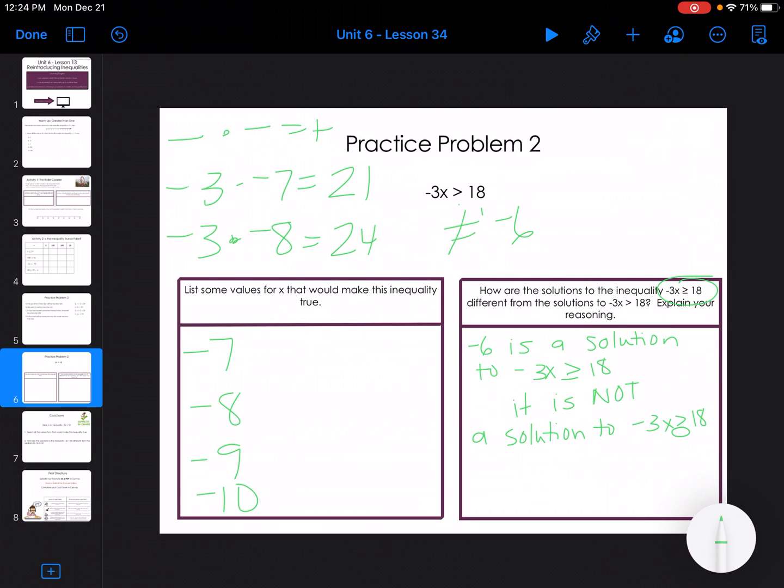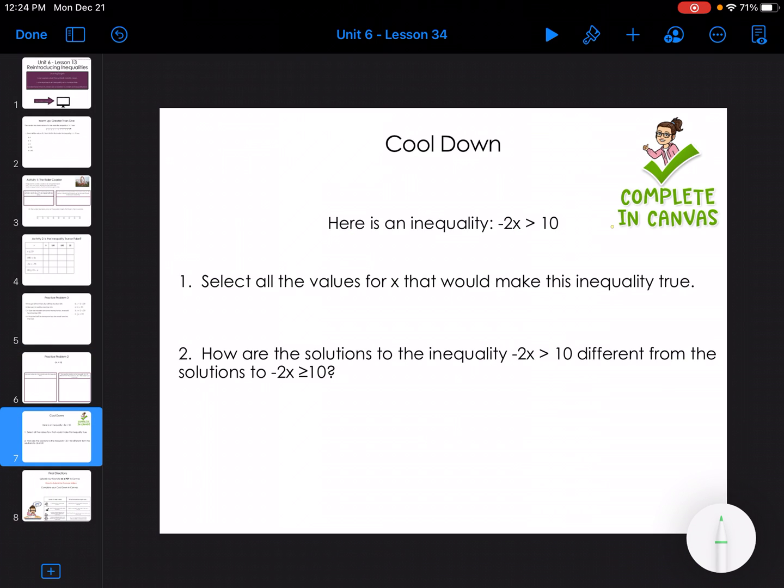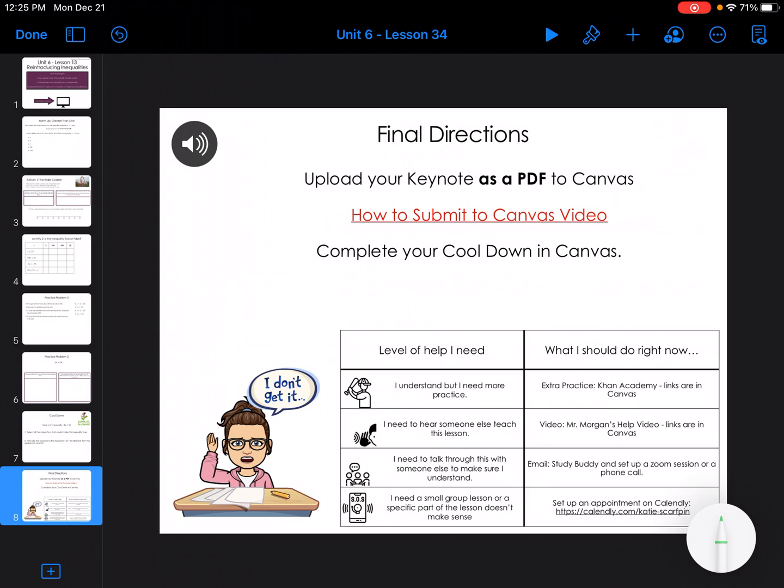It's not equal to. So now I need you to select all the values that would make this inequality true, and then I need you to tell me some solutions. How are the solutions different between -2x is greater than 10 and solutions of -2x is greater than or equal to 10?